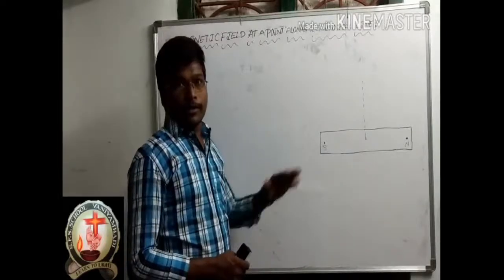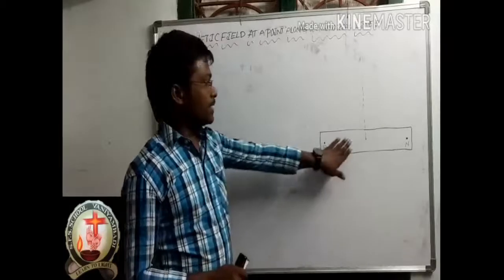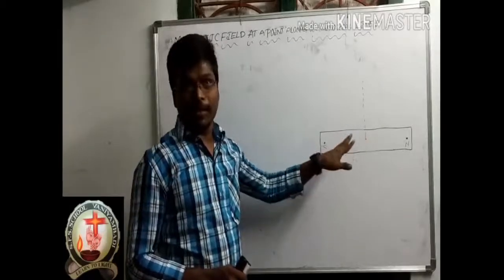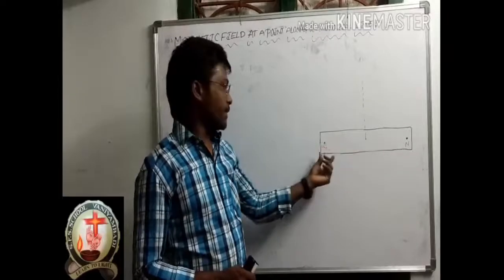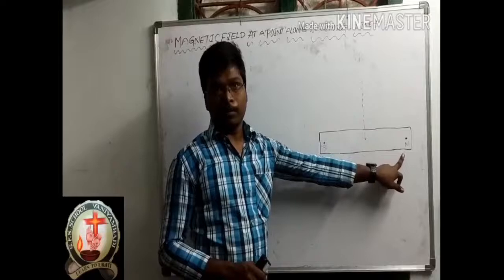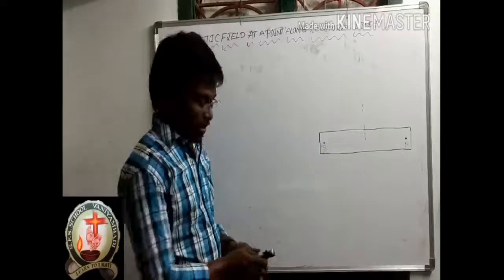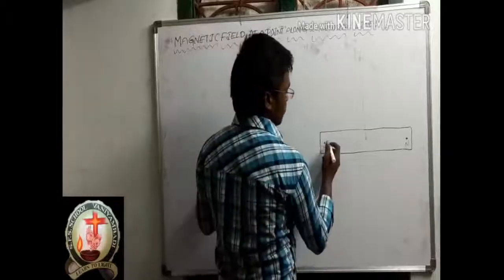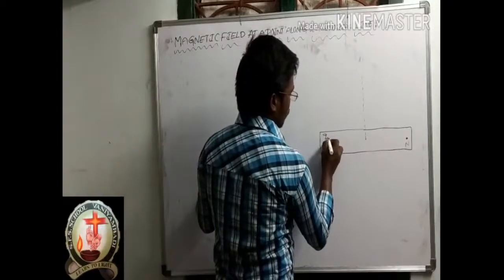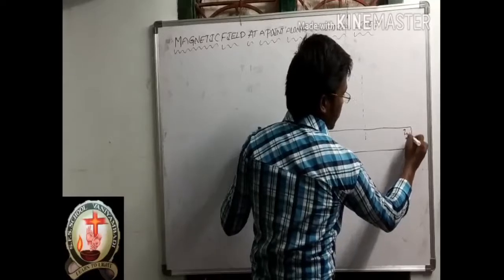I will start the lesson. Let us consider a magnet. This magnet has two poles, one is the south pole and the other is the north pole. The south pole has the pole strength qm, and the north pole also has the pole strength qm.